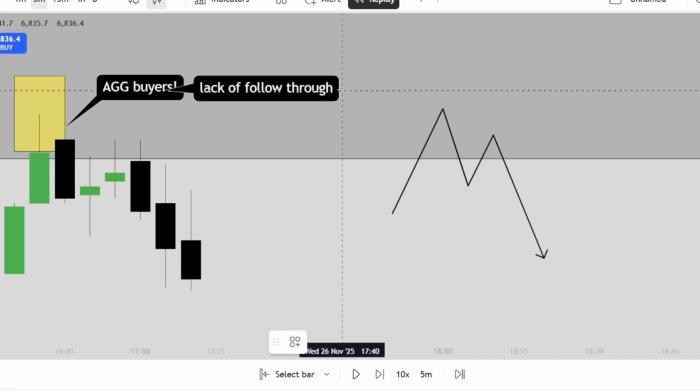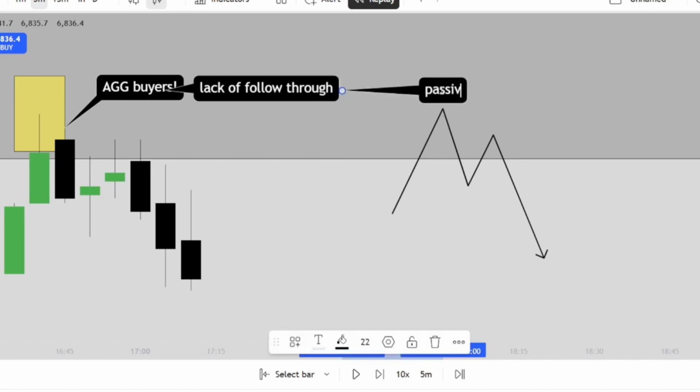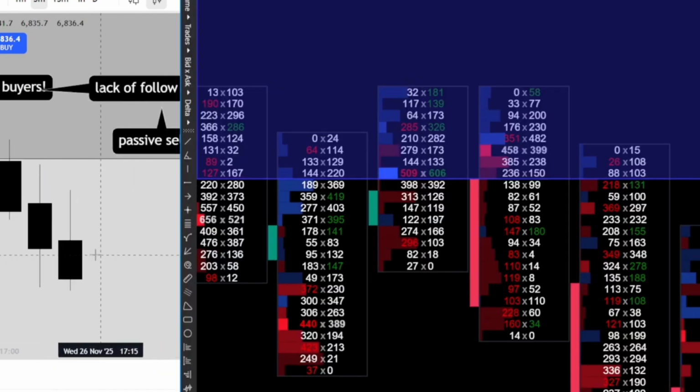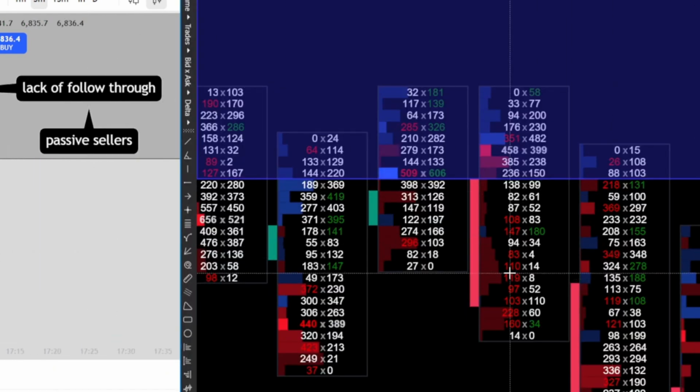This means that there's a passive seller sitting over here, right? I just want to go over what a passive seller actually means, right? So passive sellers here. The concept of a passive seller basically comes down to this. When you see a passive seller, right, what's really going on?